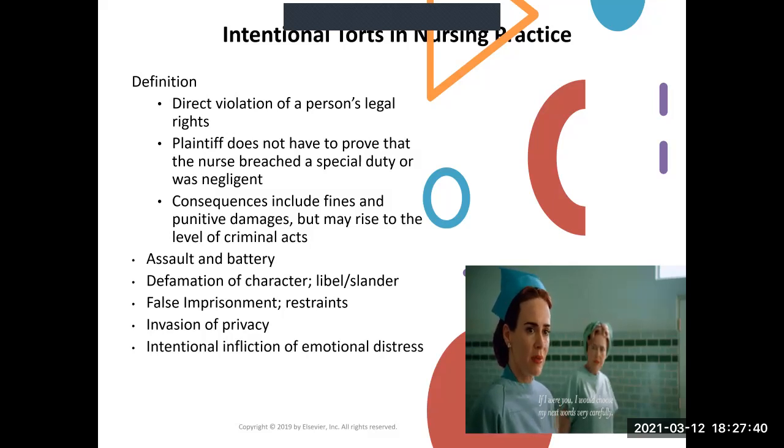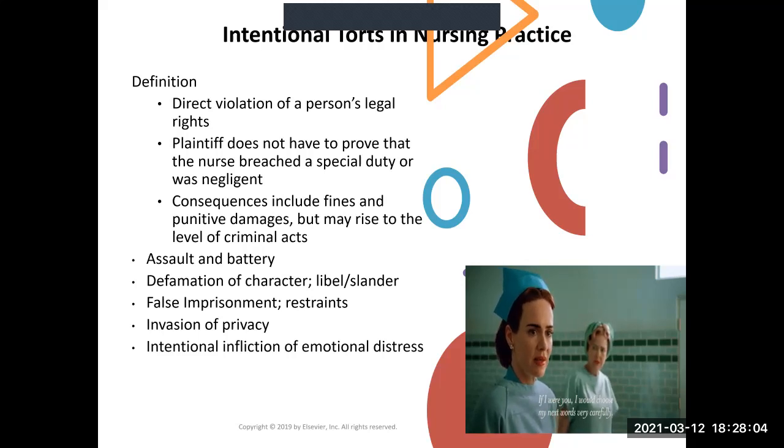So assault, battery, defamation of character, libel and slander, especially if you're on Facebook talking about patients, be careful. False imprisonment can be part of restraint. So if you're restraining somebody, they can say that you're imprisoning them. Invasion of privacy, intentional infliction of emotional distress.